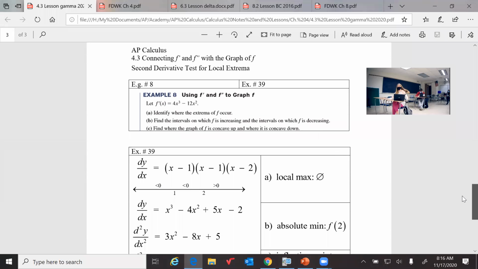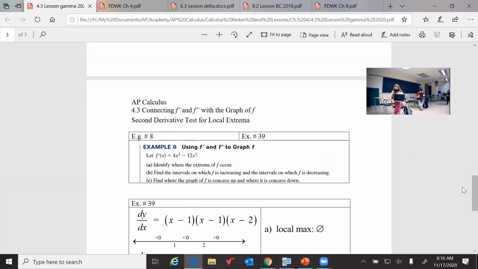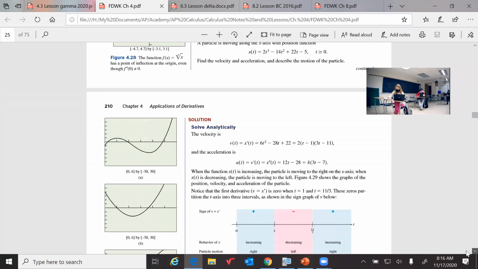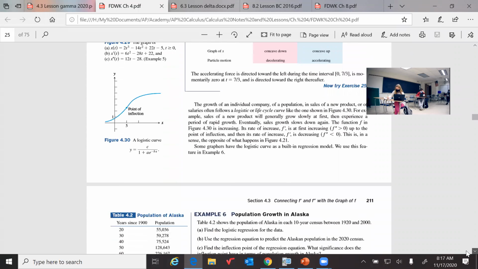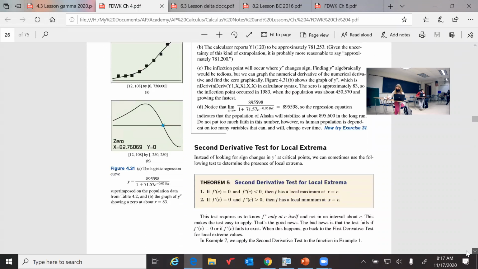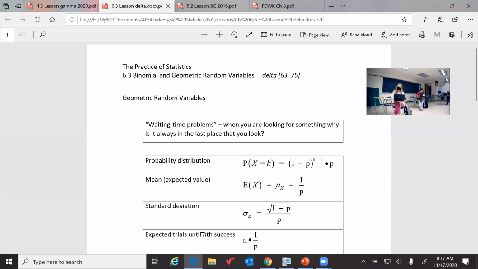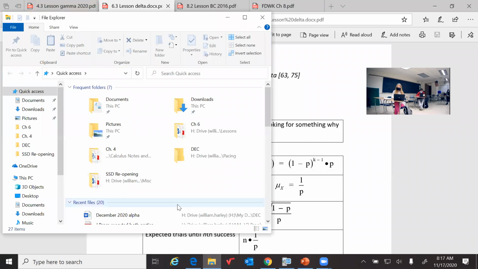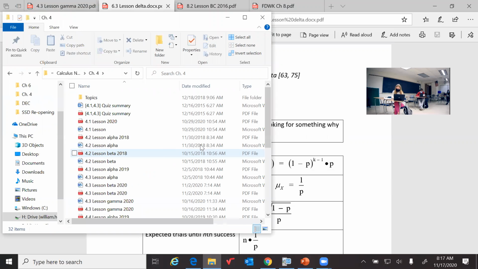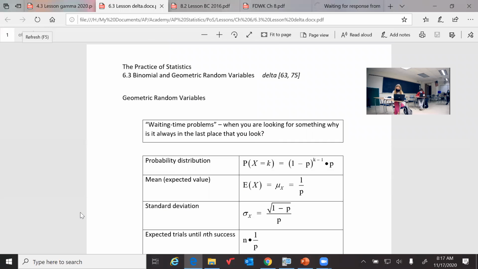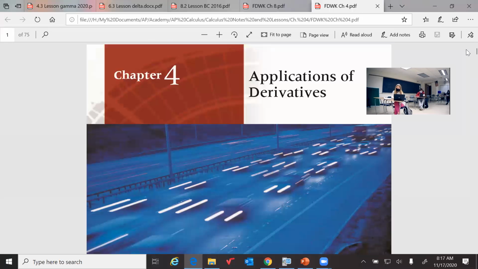Example 8. Ready? So example 8, we're in the textbook. It says, suppose you were to draw this graph freehand from the information they give you. Now, you're not going to have to draw a graph freehand in Math. But this shows your depth of understanding.